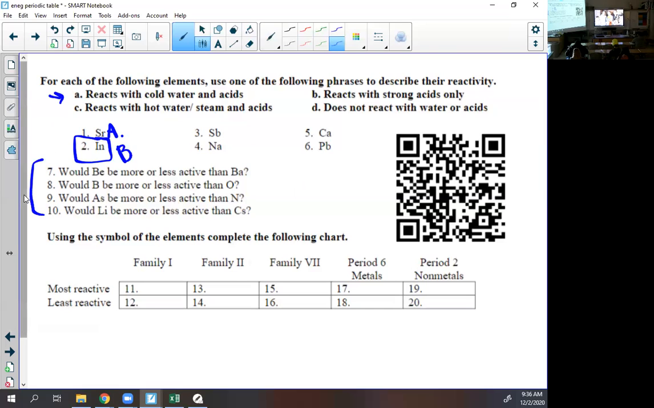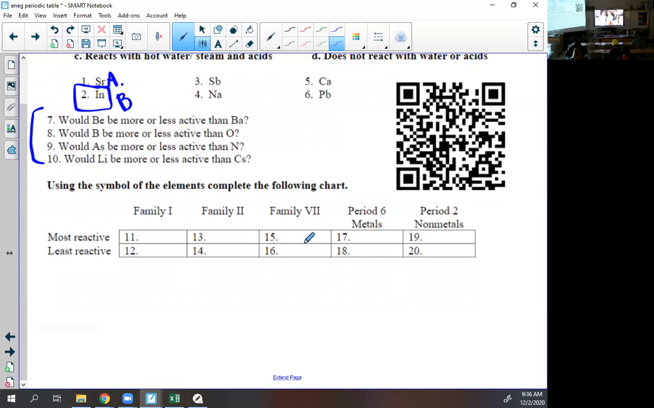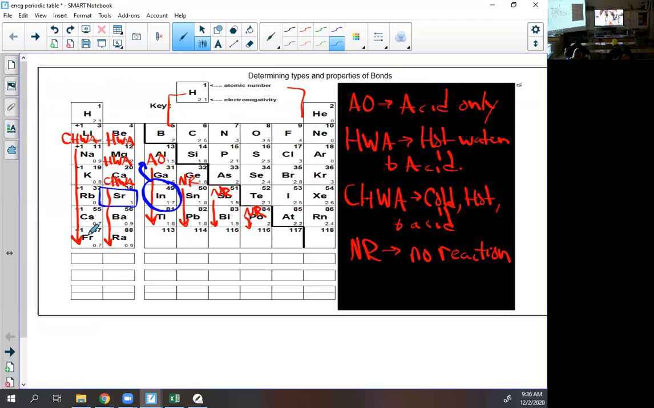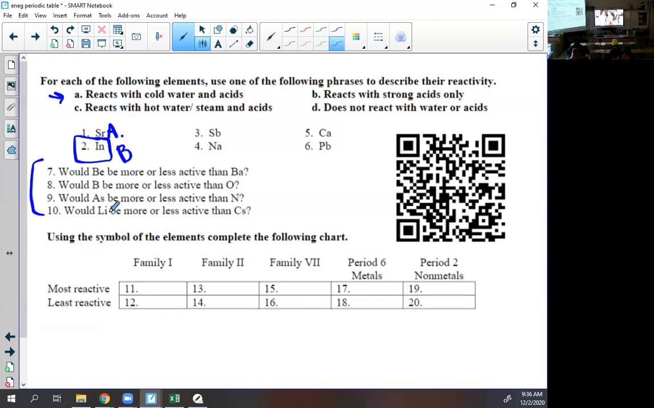We kind of talked about this. Let's look real quick so we can be through 20. Use the symbol of the elements to complete the following chart. In family 1, which is the most reactive. So I just go to my table, and it's right there, FR. All right, least reactive. It's really lithium, but if you put hydrogen, I won't mark you wrong. It's lithium because hydrogen is sort of not really there, just whatever.